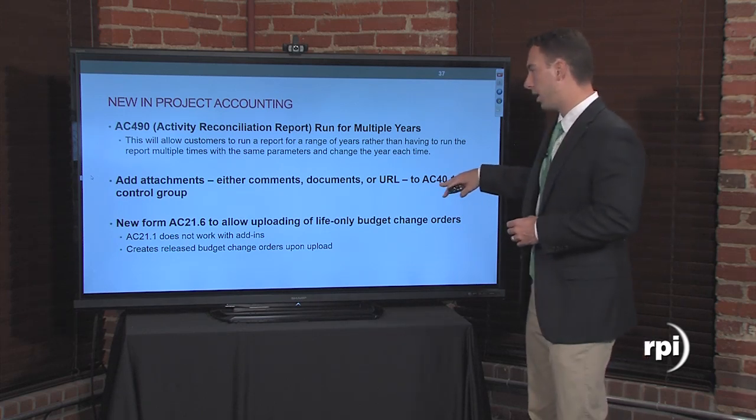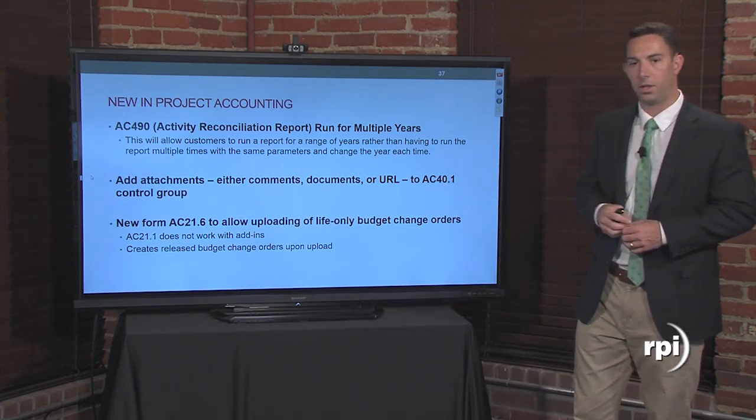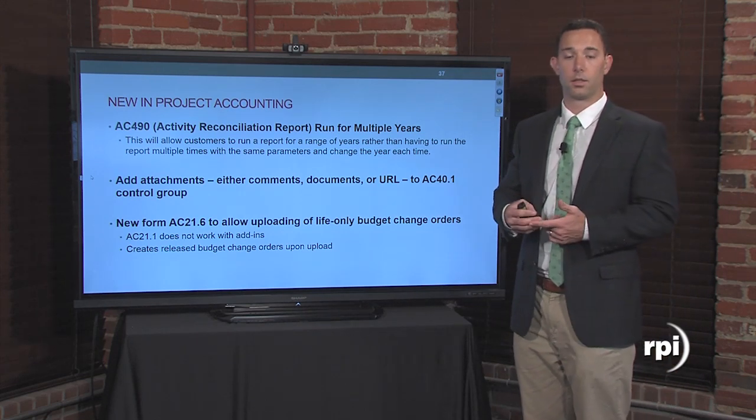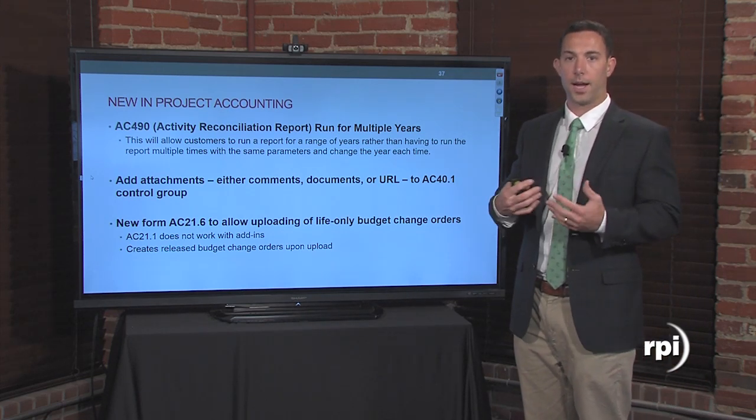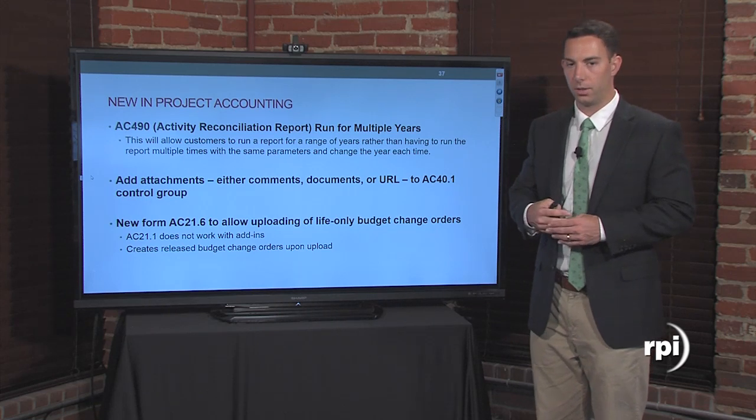What's nice here too, on AC40, the activity journal entry form, you can add comments, documents, or URLs if you need any backup for your AC journal entries.